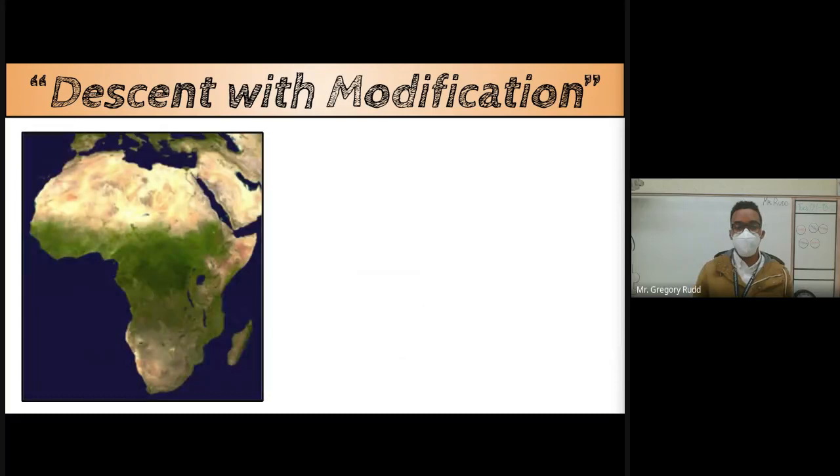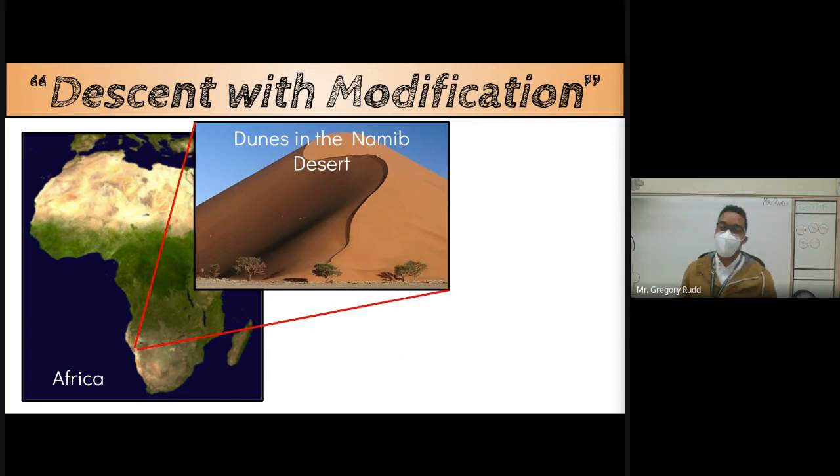Descent with modification. Does anybody know which continent this is? Good, that's Africa. Now, I'll be super impressed if you can tell me what country that is down there. Okay. I wouldn't have known that in high school either. That is Namibia, and that's why it's called the Namib Desert. So the Namib Desert is obviously a place where there's very little rain.